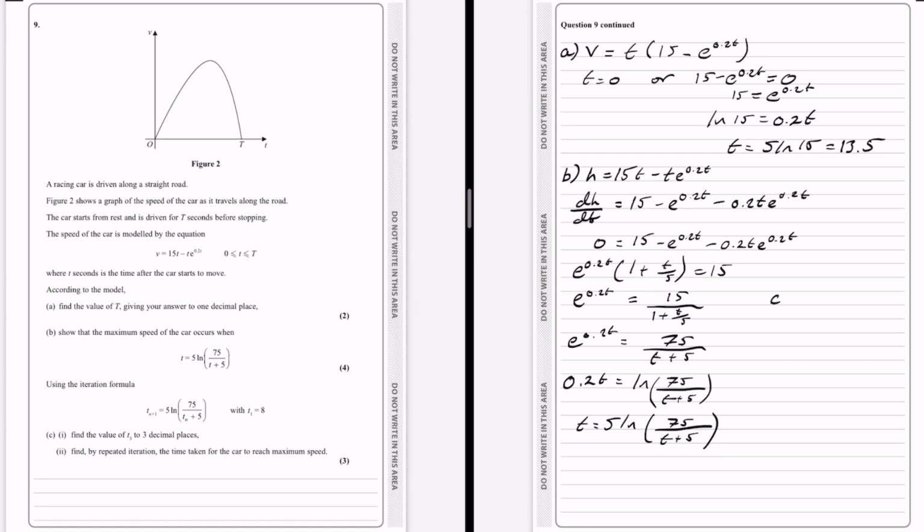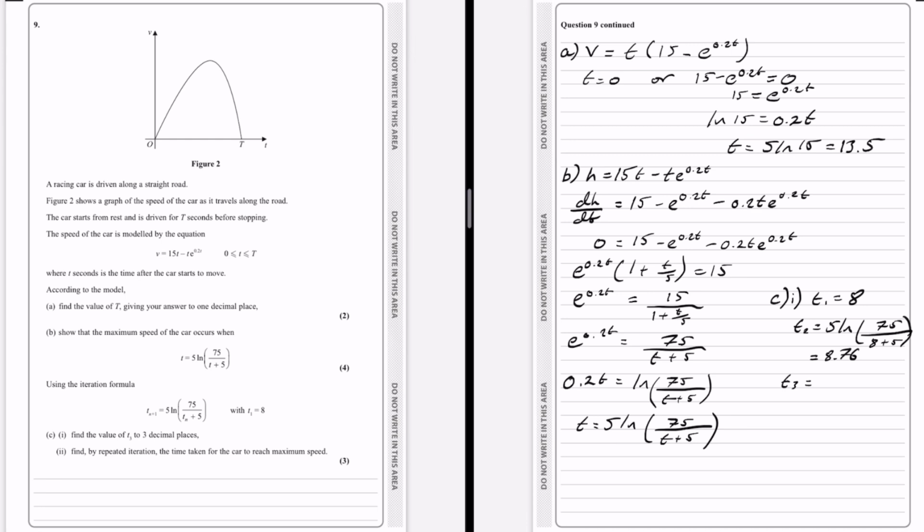Then for c(i), it sets up the iterative formula, asks us to start with t1 to be 8. So I'm going to take 8 and I'm going to substitute it into the iterative formula to find t2. If I type 8 into my calculator, hit the equals button, and then do 5 ln of 75 over the answer plus 5, and hit the equals button, we get t2, which is 8.76, etc, etc, etc.